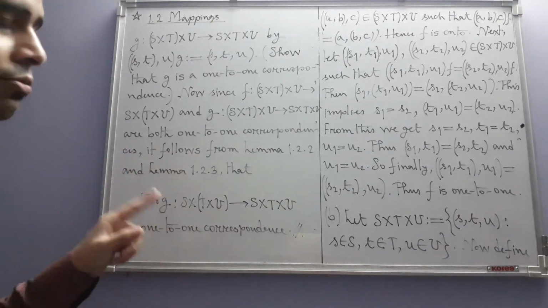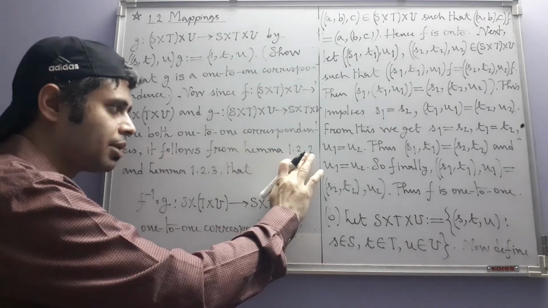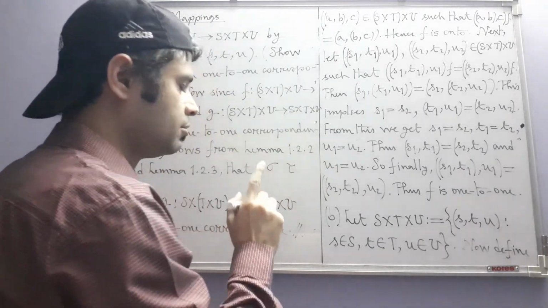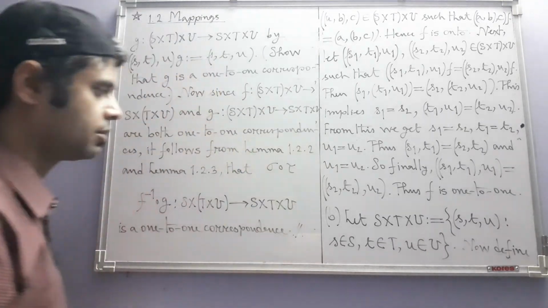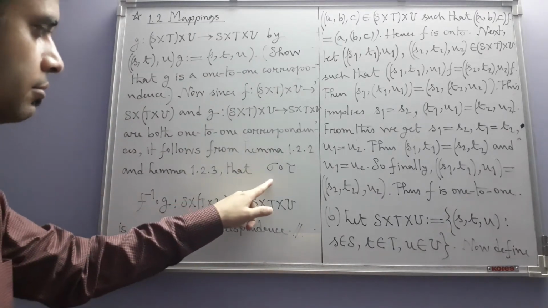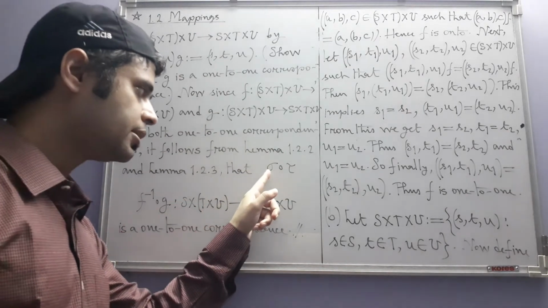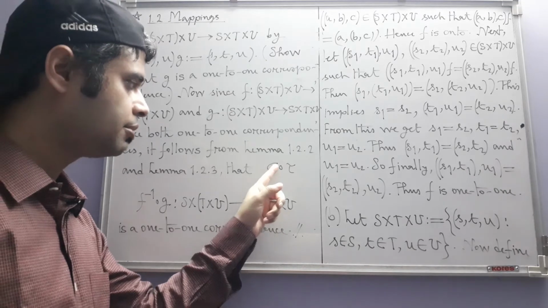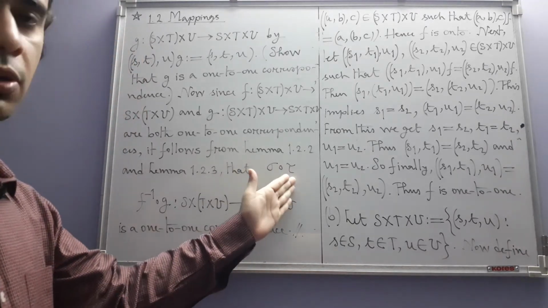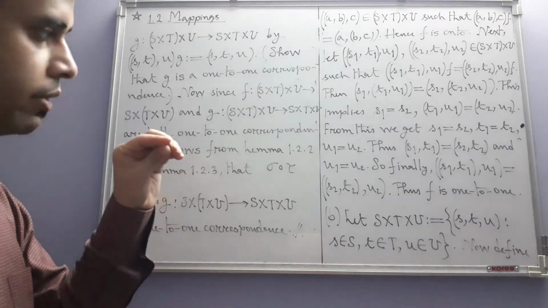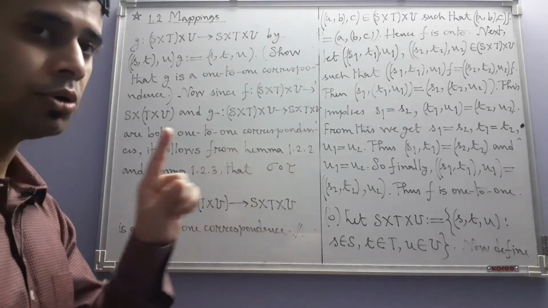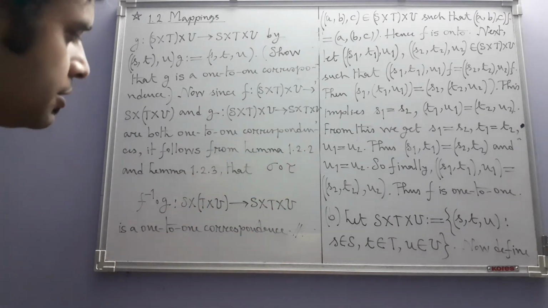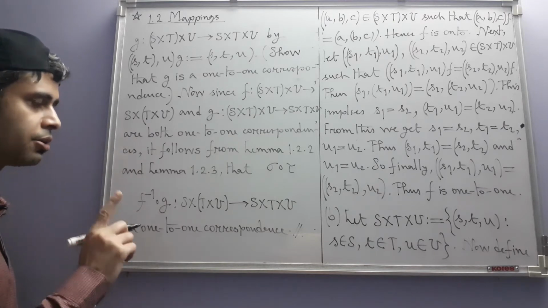By the way, what have we done here? Recall lemma 1 to 2. It says that if you have two functions sigma and tau and you form their composition, which can be formed, then if both sigma and tau are 1 to 1, then the composition is 1 to 1. Also, if both sigma and tau are onto, then the composition is onto. Combining these two, you get the fact that if sigma and tau are both one-to-one correspondences, then their composition is also a one-to-one correspondence. That's what we have used here, but not just that.